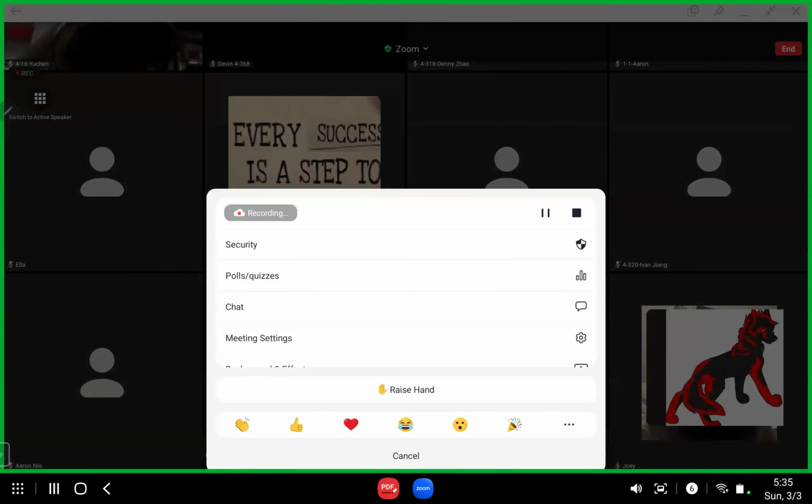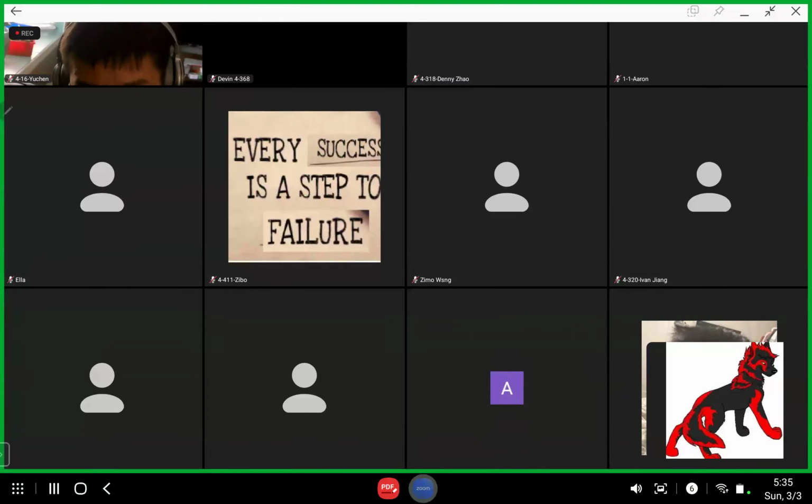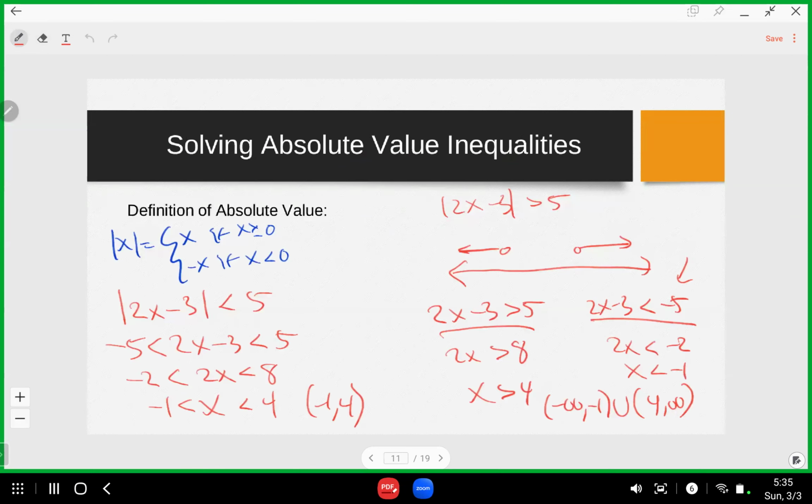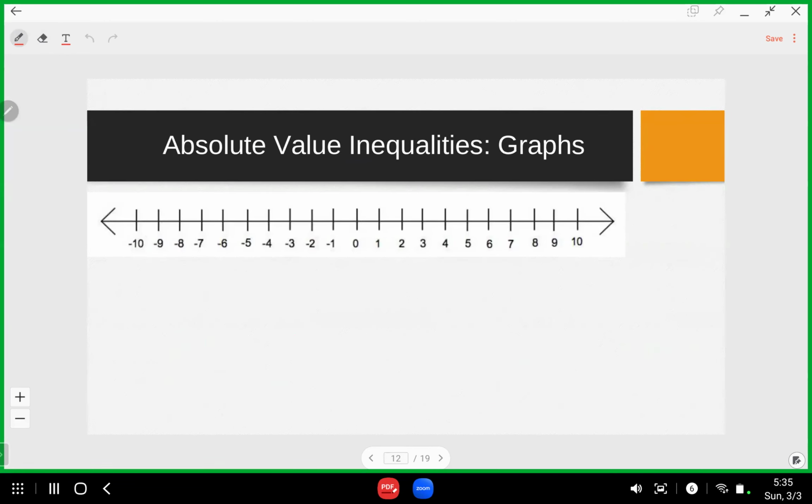If there are no questions, then I will continue. Now we don't need to talk about graphing because you already know compound inequality graphs, right? Once you solve the absolute value, it's just a compound inequality graph. But let's use this slide instead to talk about special cases.